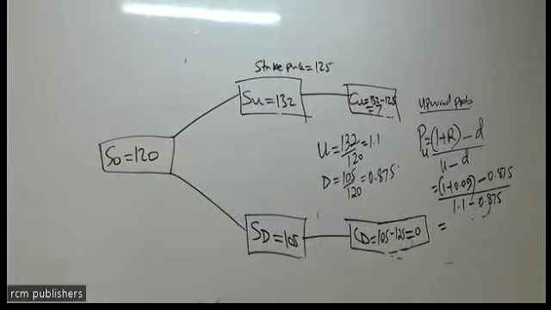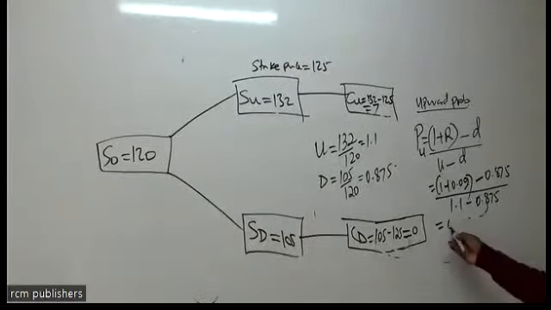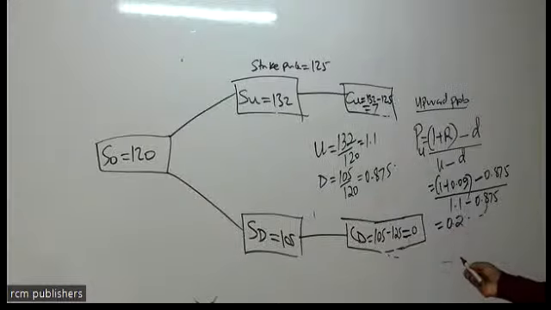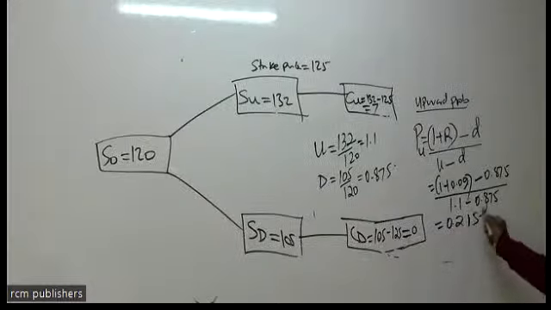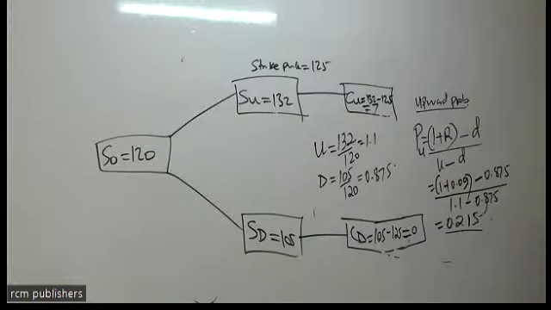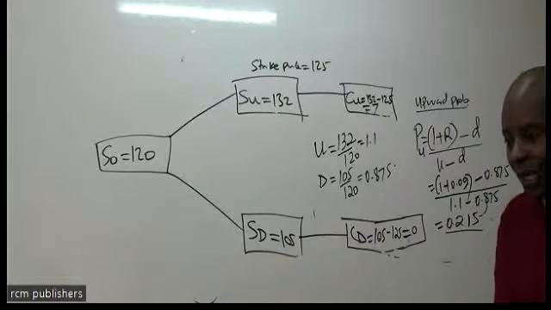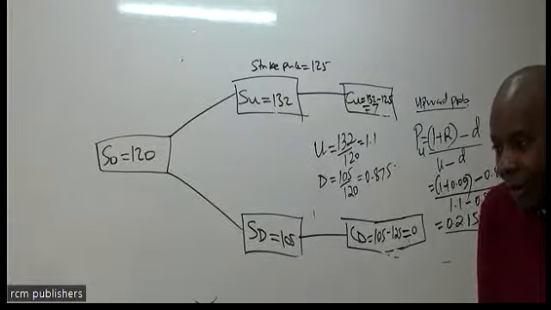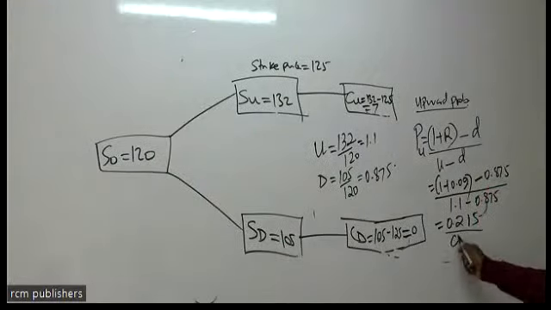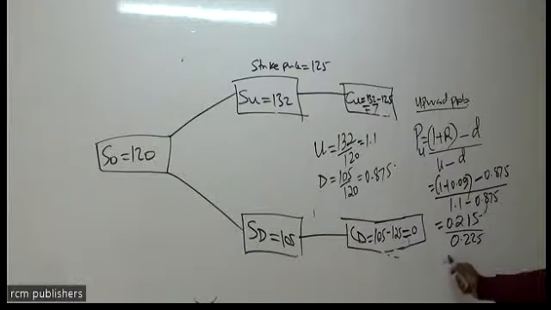So the numerator, I'm told here, is 0.215, divided by the denominator, which I'm told is 0.225. Thank you so much. 0.225. So finally, what answer are we getting? 0.956. Thank you so much.